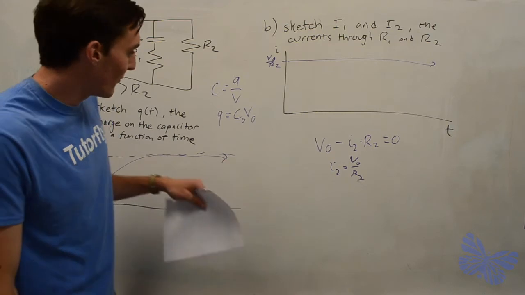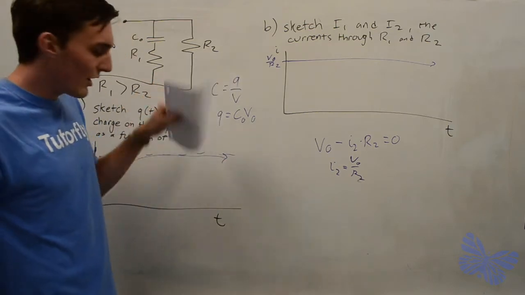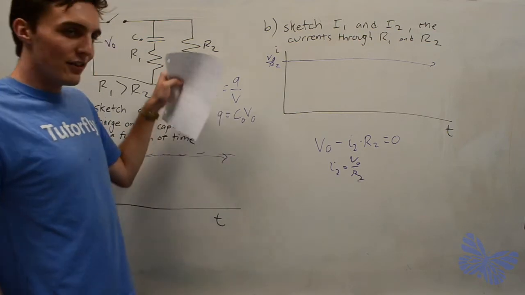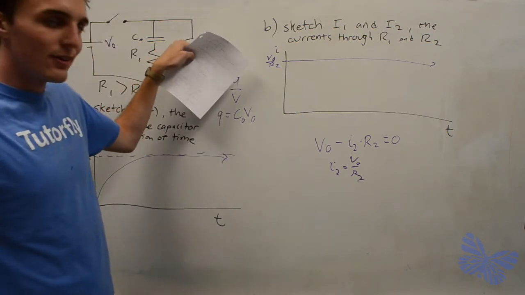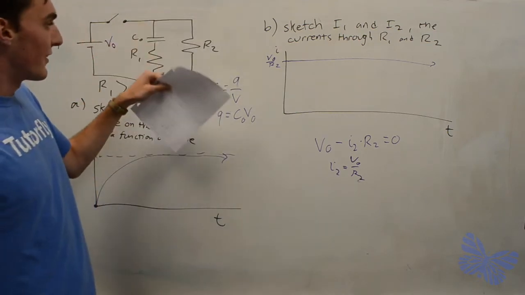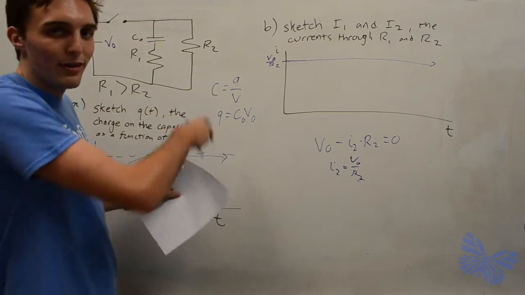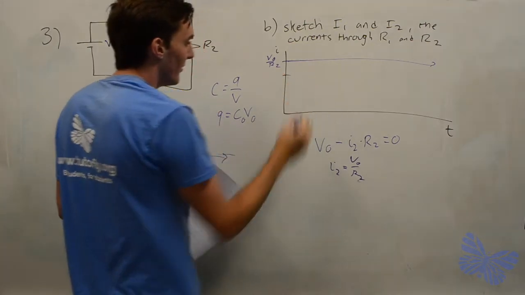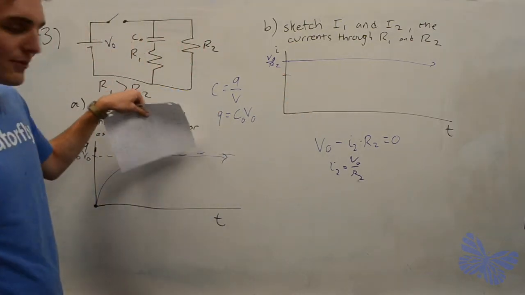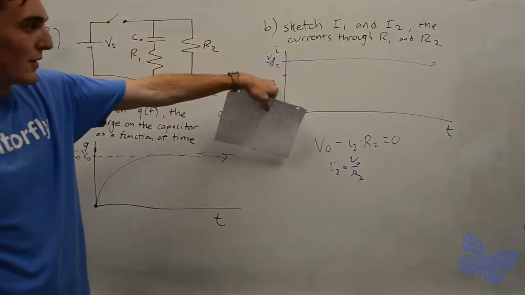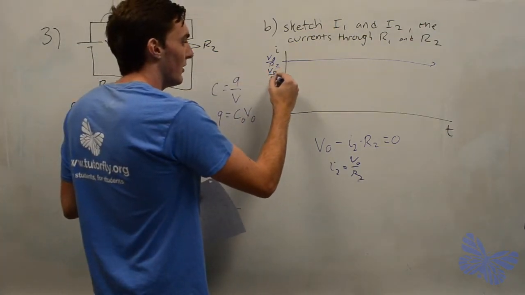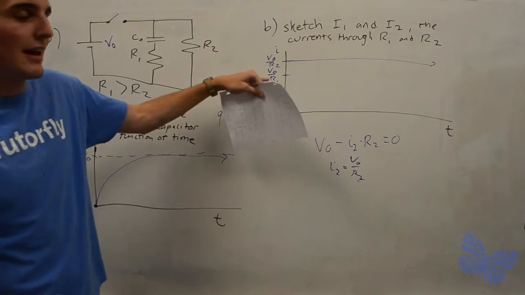And then for R1, it's a little more complicated. Basically, initially, this capacitor is going to act like a short circuit. So there's going to be a current of V0 over R1 through it because there's going to be no voltage across the capacitor. So since we know that R1 is greater than R2, we know that that value is going to be below V0 over R2. So it's going to be V0 over R1. It's going to be less than that.